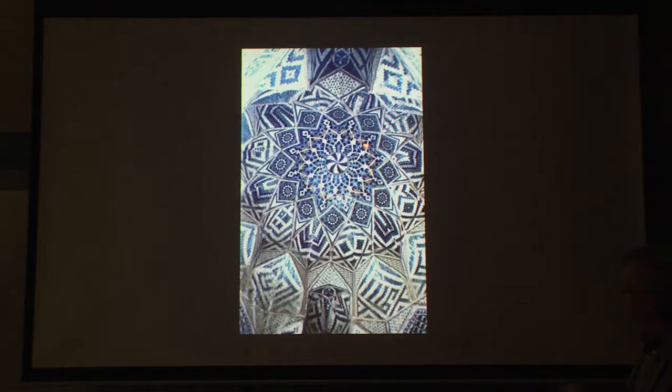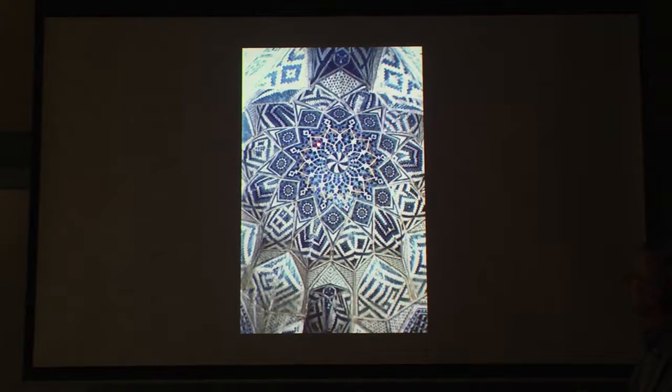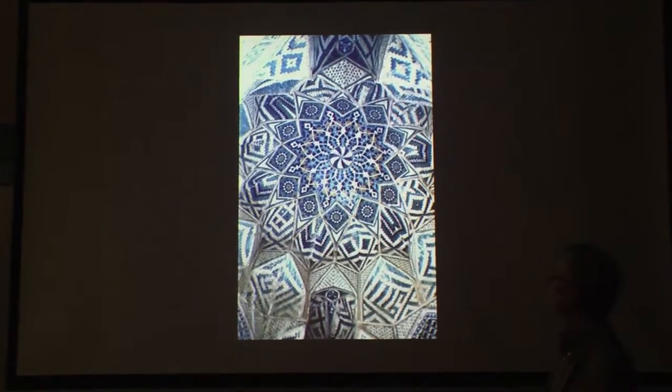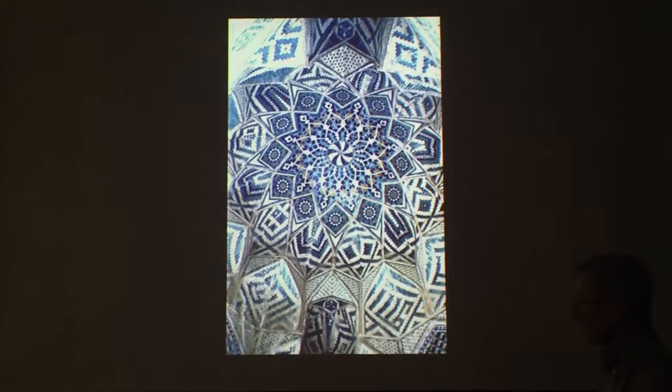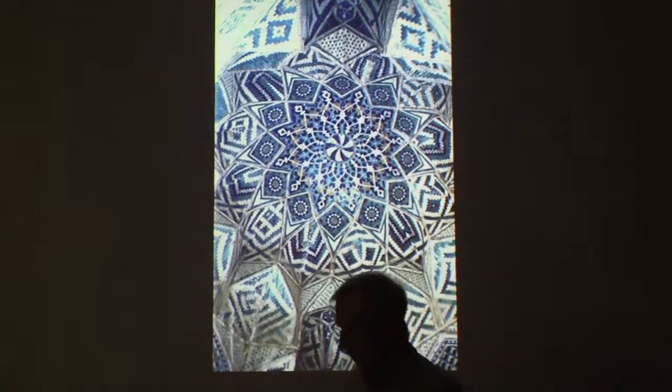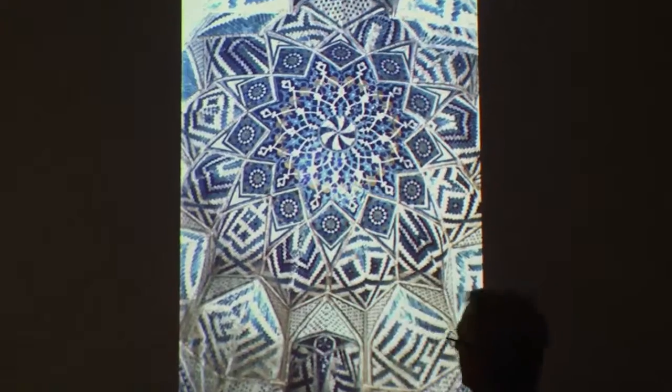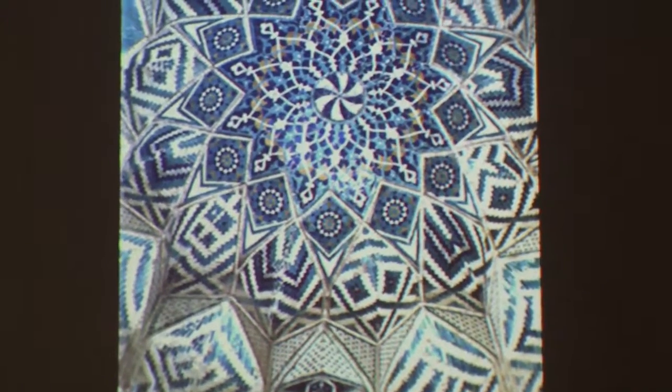We have a dome with this whirling motif at the top. We have square kufik, and it's a fairly restrained range of colors at this stage. The final revetment in Yazd may have been a little bit later than this, 1375. This is a little bit earlier. So we don't have the green here, for instance, and I don't see any black either.